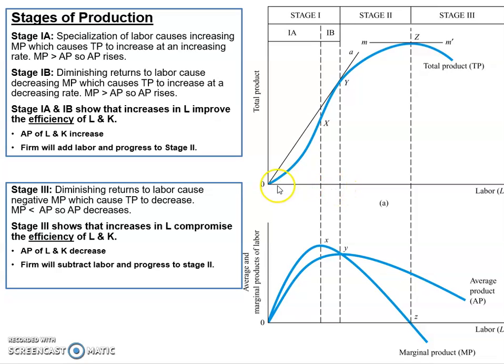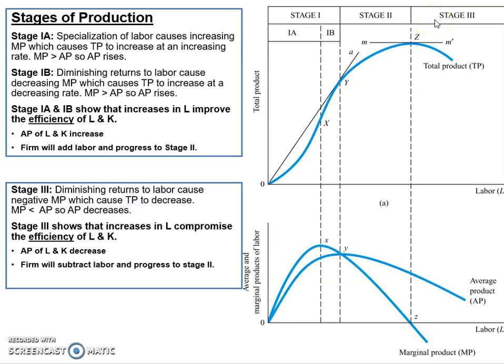So stage 1 is a period of increasing efficiencies. Both labor and capital are improving. And therefore, firms will typically progress through stages 1A and 1B. They will continue to add labor and move into stage 2. We're going to come back to stage 2 in a bit. Let's skip over to stage 3 for a moment.